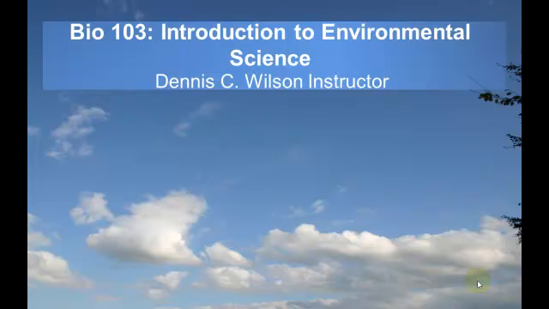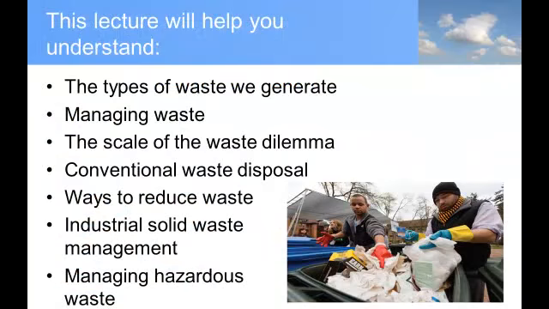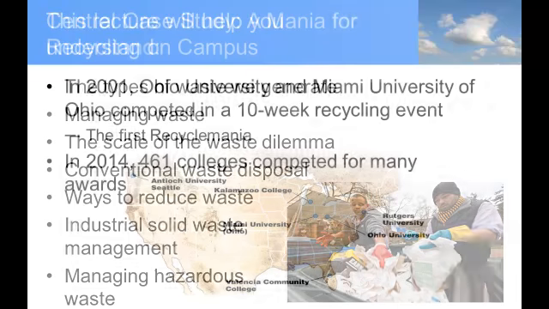This is chapter 17 for Bio 103, and we're going to talk about waste management here. We're going to talk about the types of waste we generate, waste disposal methods, ways to reduce waste, as well as industrial and hazardous waste management.